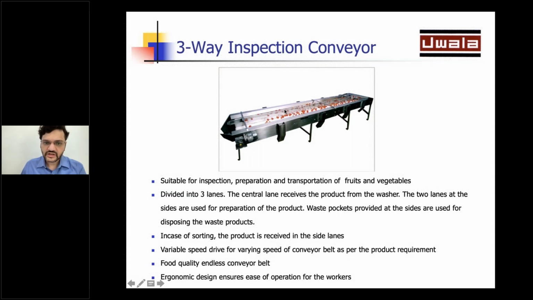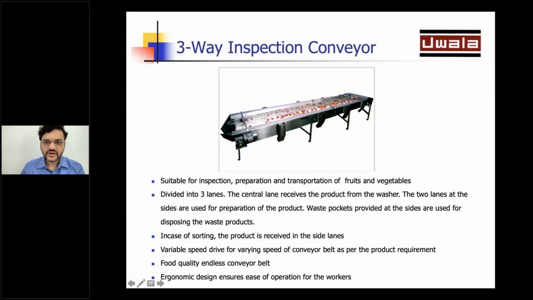The prepared product is placed in the central lane. You receive the raw fruits on the two sides. The conveyor is divided into 3 lanes. That is why it is called the three-way inspection conveyor. In the outer lanes, we receive the product. The prepared product is kept in the central lane. After the cutting, basically you just cut the mangoes into 2 slices, the mango and the stone. The mangoes and the stone you keep in the central lane, and whatever waste is there you throw it off from the waste pockets. So this is how the conveyor functions.